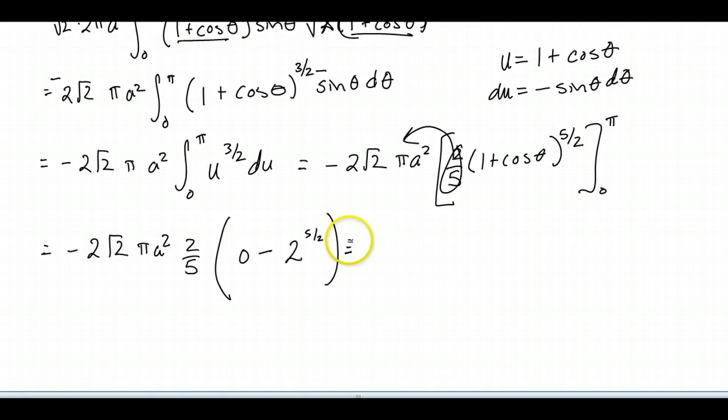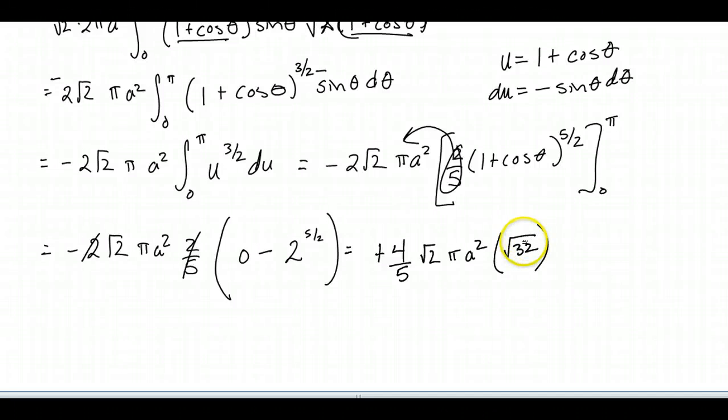Now I'm going to put my outside terms here together. So I have negative 4/5. That takes care of that. Square root of 2 pi a squared times a negative, which will make that a positive. 2 to the 5th is 32, the square root of 32. Well, the square root of 32, I know 16 times 2 will give me 32. So that will give me 4 square root of 2.